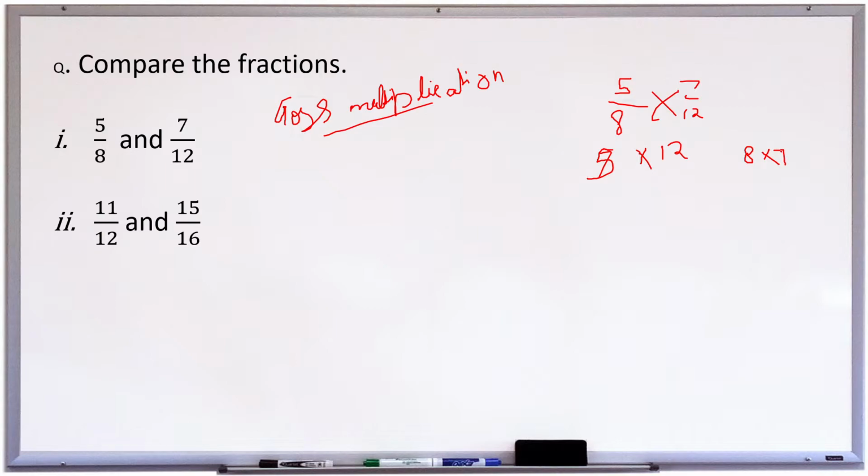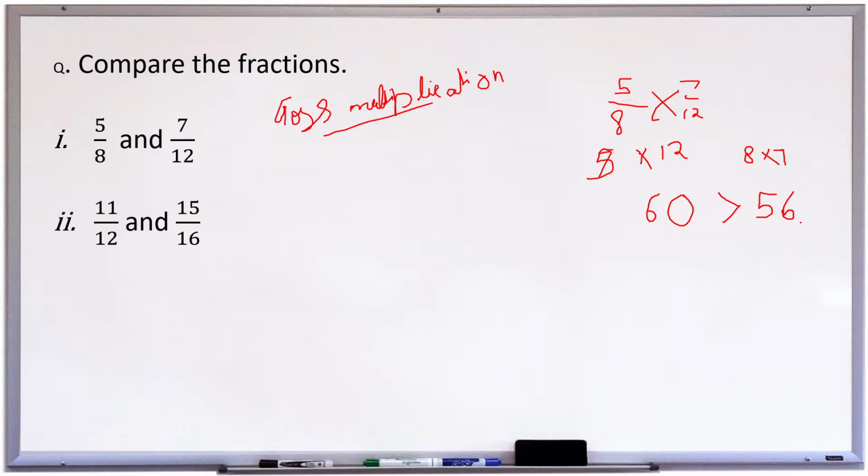And why does that confusion get created? Because when you solve this, you will get 60 here, and you will get 56 here. Then you have to compare them. We will compare and this one, 60, is greater. But what if this one were greater?